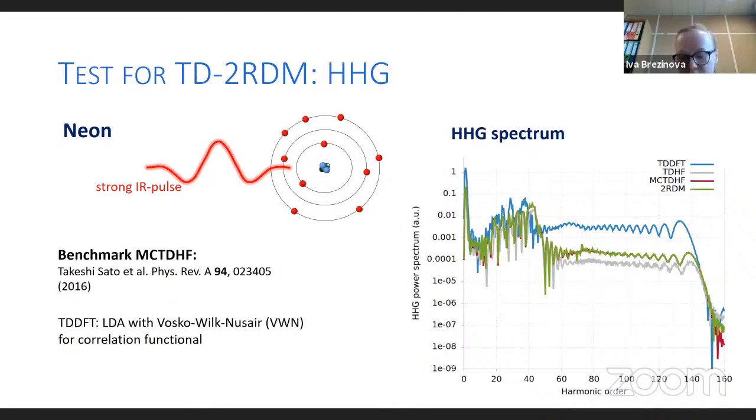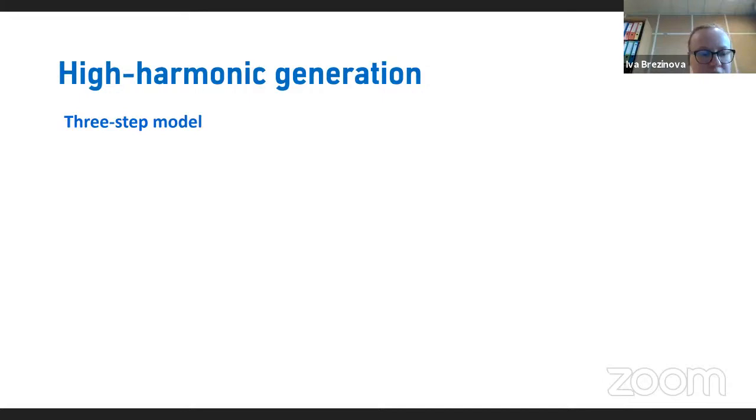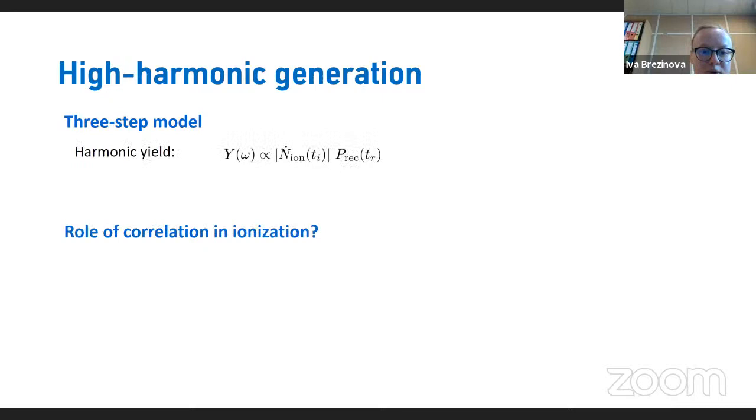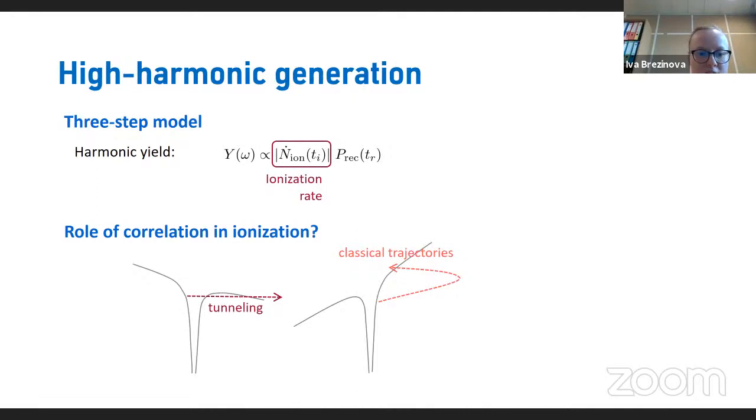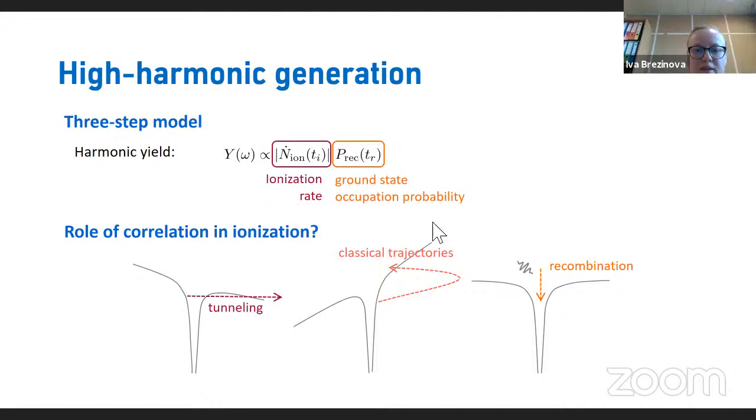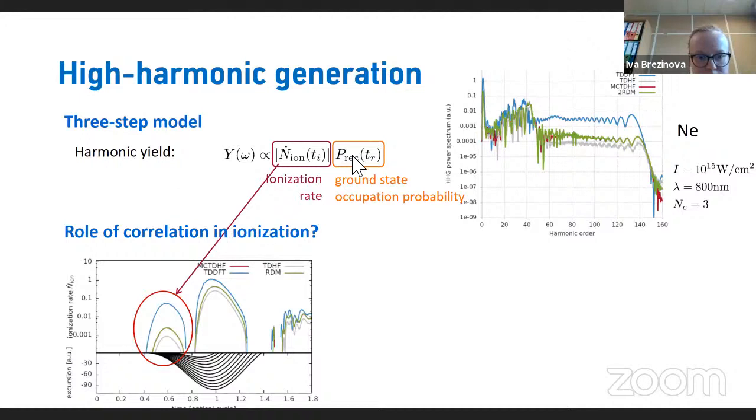But let's try to understand a little bit more where these discrepancies come from, especially those of TDDFT and TDHF. And for that, we go back actually to the three-step model because it can guide the interpretation of numerical results. So in this three-step model, the harmonic yield is proportional to the ionization rate. And then we have these classical trajectories that then recombine back with the parent atom, and the recombination probability, which we have approximated by the ground state occupation probability. And if you look at these observables, the ionization rate as a function of time, what you see here below are the relevant classical trajectories, then it becomes obvious that TDDFT largely overestimates ionization and TDHF underestimates it.